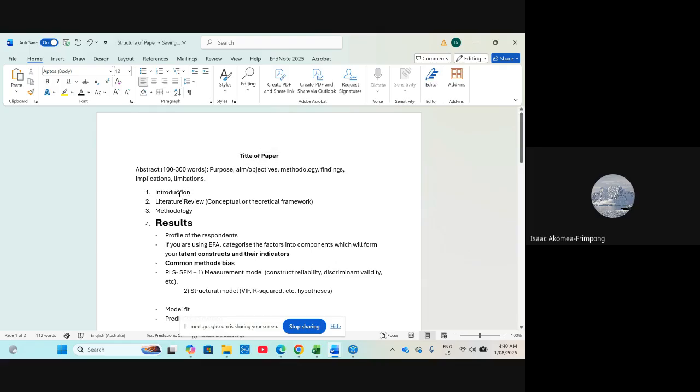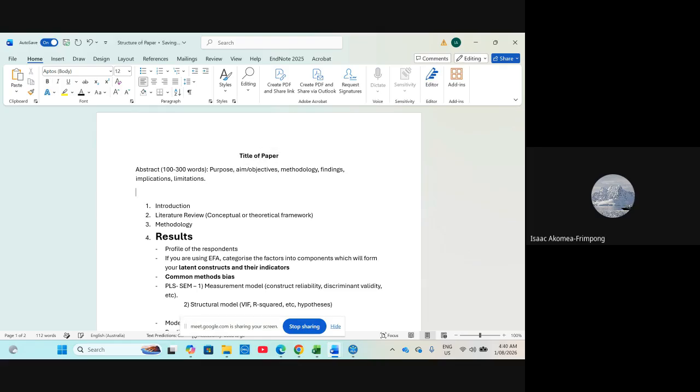Good. Then you come to the introduction. Before this, normally we have something that we call keywords, normally between 3 to 6 keywords in many journals. Here too, it depends on the journal that you are submitting to, because they will tell you the kind of keywords or the number of keywords that they want to see.